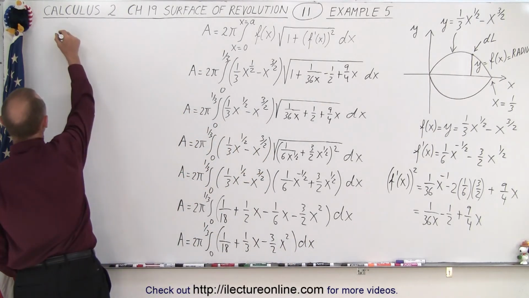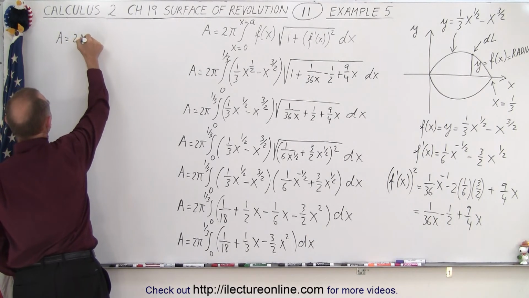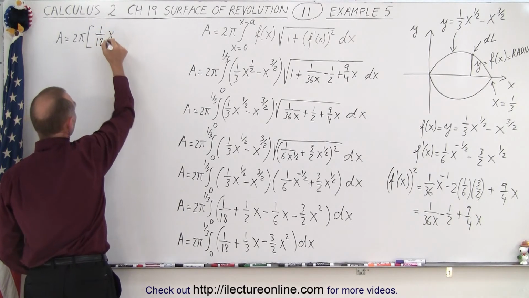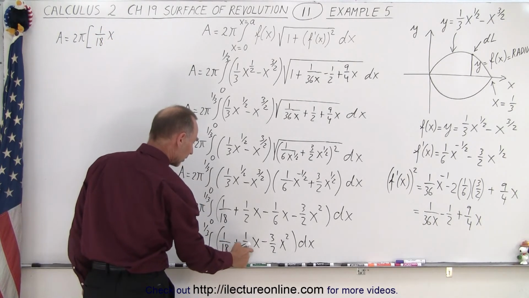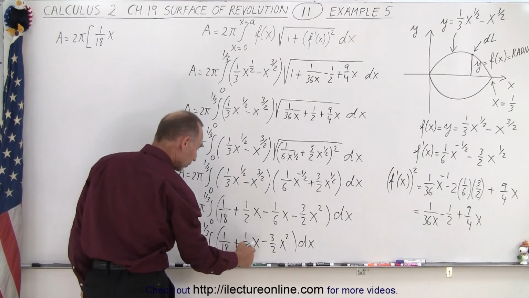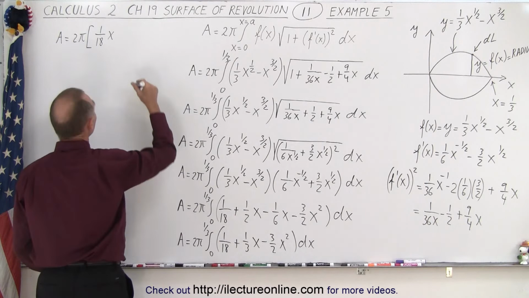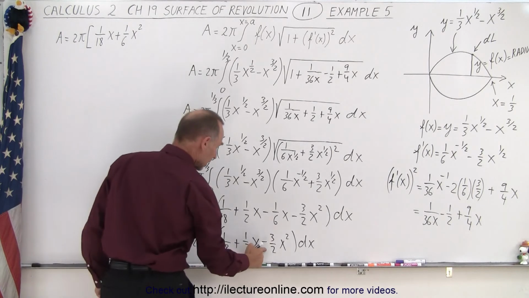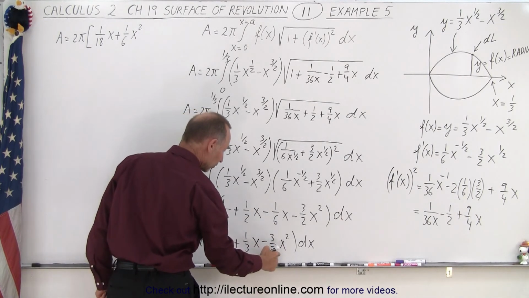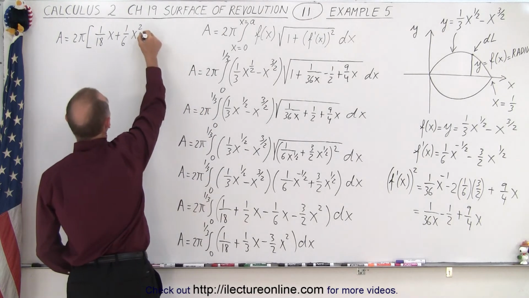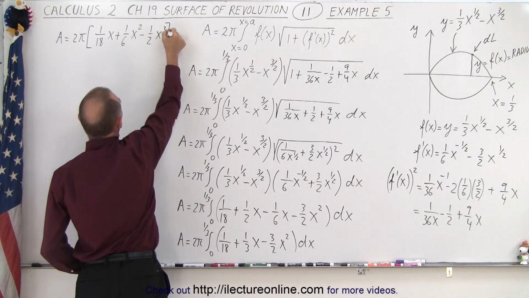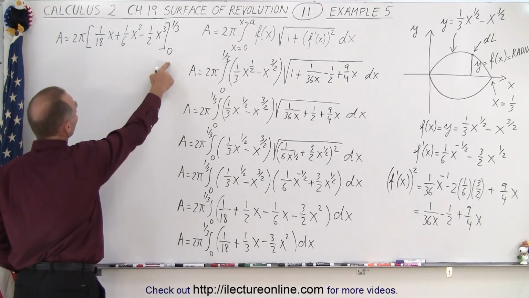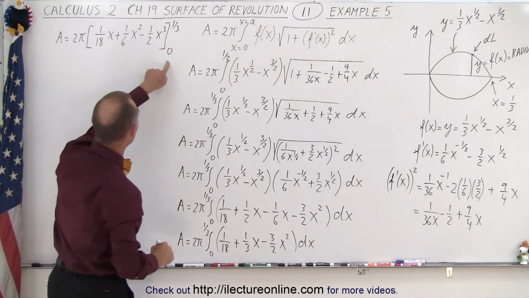All right, when we integrate, we get area is equal to 2 pi times 1 over 18x plus, for the 1/3 x, we get 1/3 x squared divided by the new exponent, which is 2. So that would be plus 1 over 6 x squared. And then here we have x cubed divided by the new exponent, so we get minus 1/2 x cubed, and the limits of integration from 0 to 1/3. Notice when we plug in the lower limit, of course, we get nothing, so we don't have to worry about the lower limit. Plug in the upper limit.